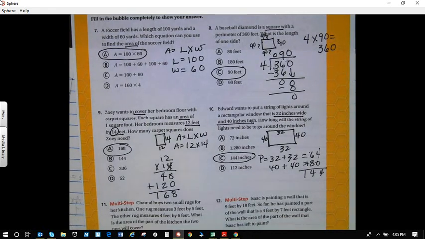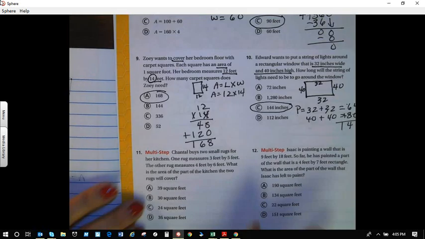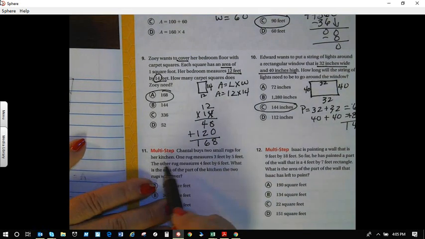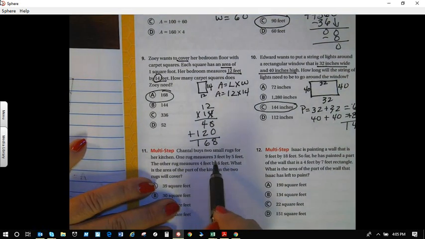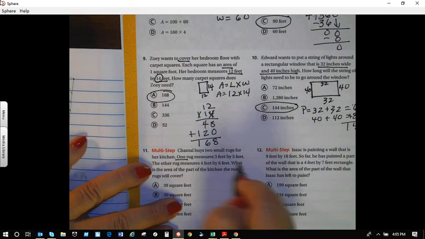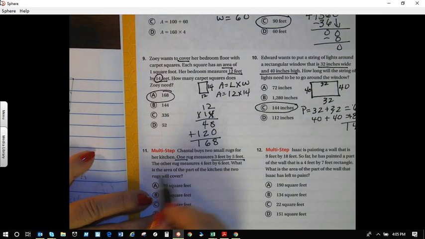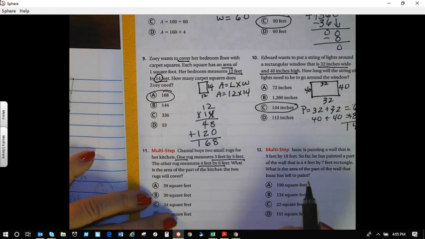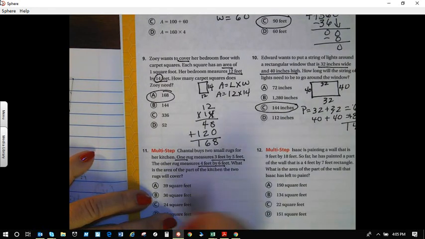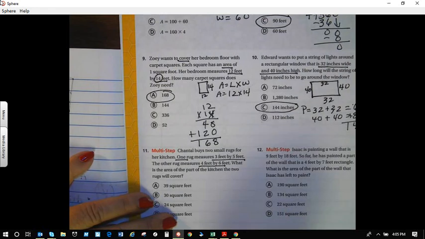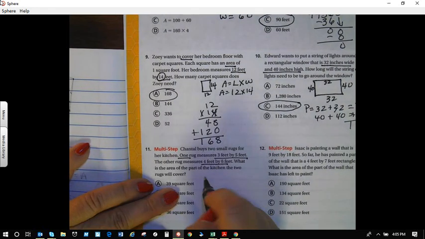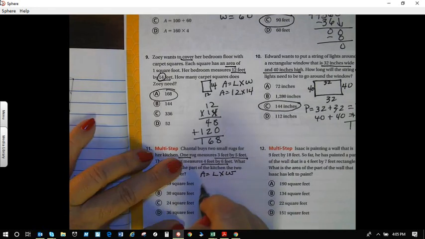Looking at number 11, Chantel buys 2 small rugs for her kitchen. One rug measures 3 feet by 5 feet. The other rug measures 4 feet by 6 feet. What is the area of the part of the kitchen the 2 rugs will cover? All right, so this one, 2 steps, right? So I know that area equals length times width.